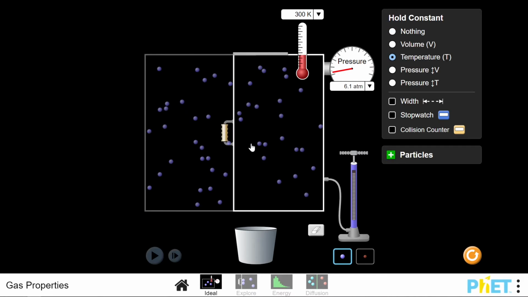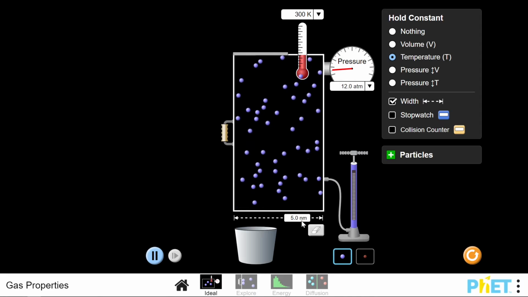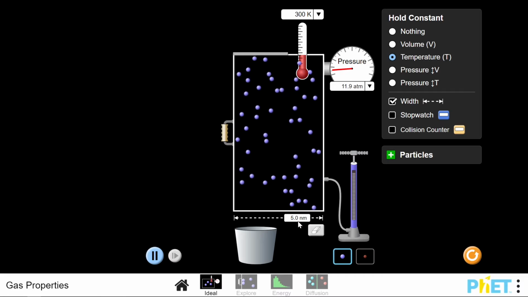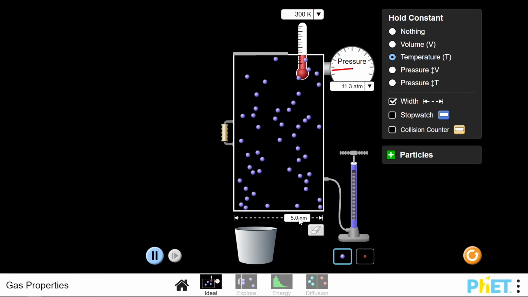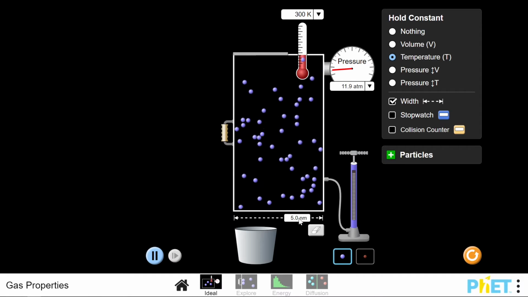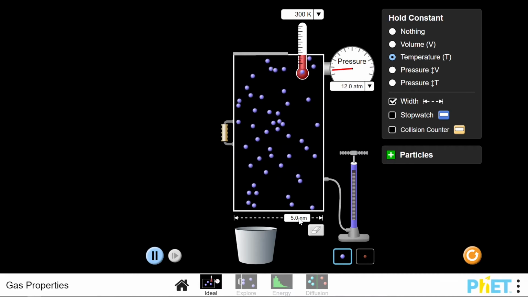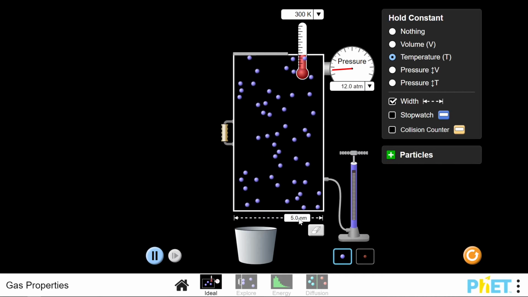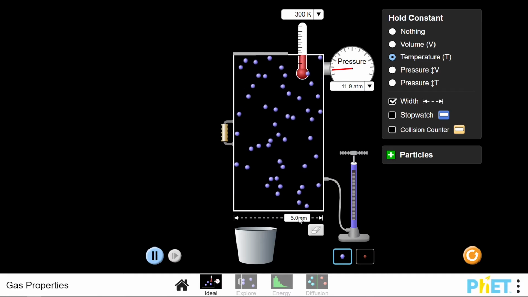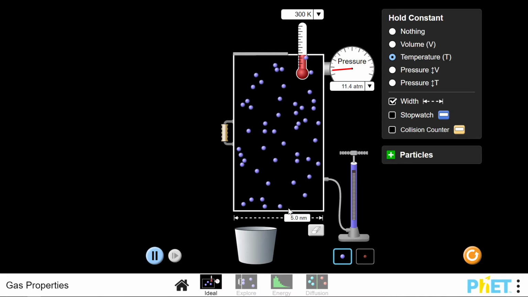I'm going to move my container and measure the width. So this is actually a cube. So if you double this, you're doubling the volume. Okay. So here we have a width or a volume basically of 5. And our pressure looks like it's probably just a little less than 12. So maybe 11.8. So, what do you think is going to happen to the pressure if I increase the volume of the container?